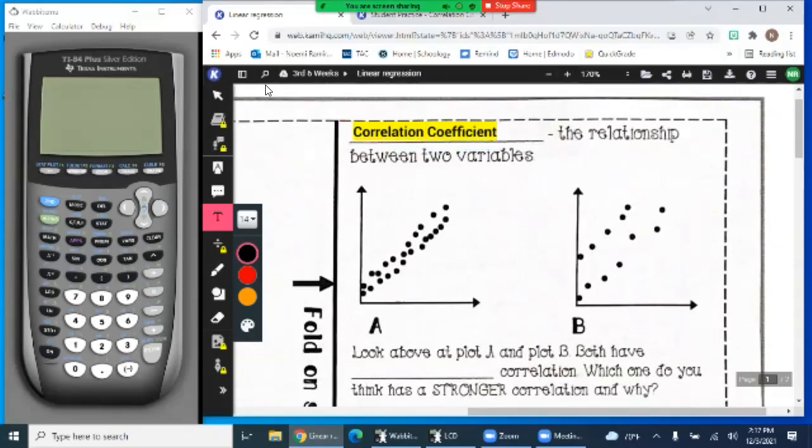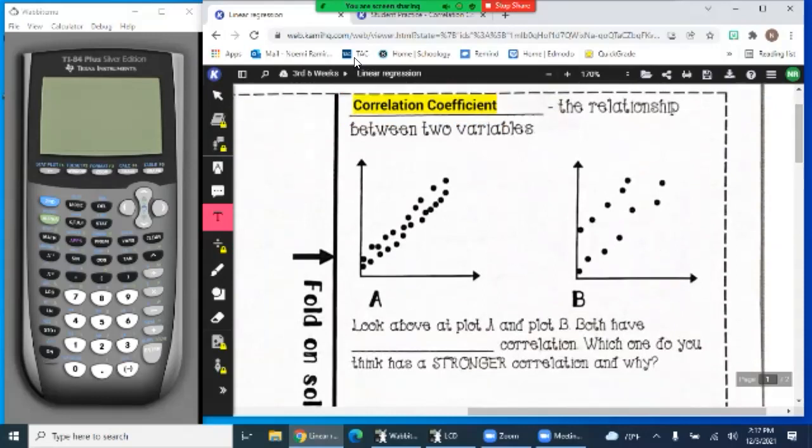For the correlation coefficient, the relationship between the two variables, we were talking about the strength. Remember, the closer the relationship, the stronger it was. And they were what? One. Now look at plot A and B. What do they both have in common? Positive. They both have a positive correlation. They're both going up from left to right.